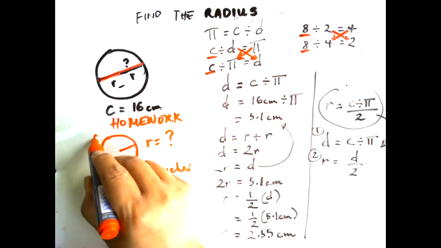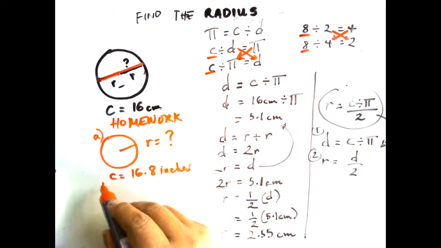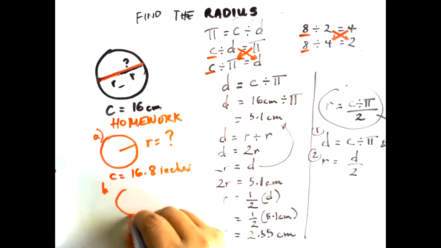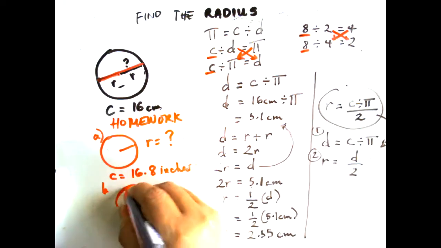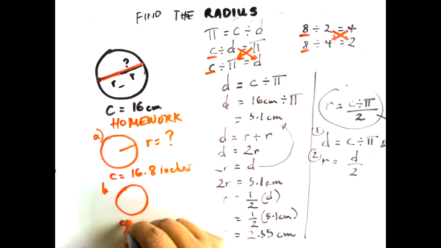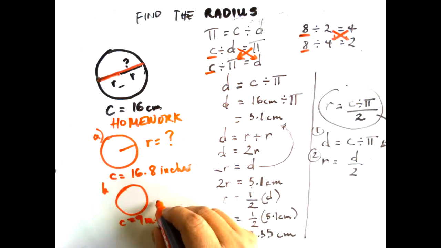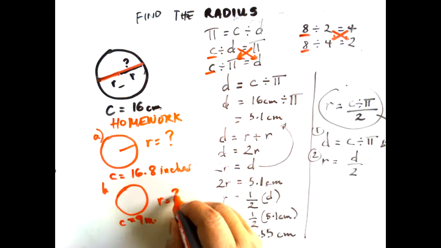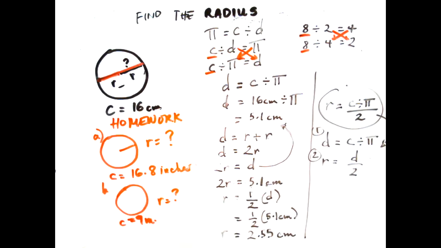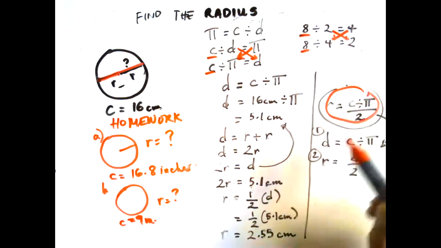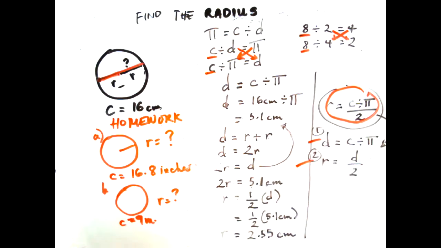That's homework A. The second one is, if you have a circle with a circumference of 9 meters, find the radius. So you could either use the formula here or just do my two-step methodology. They're all the same. They should lead you to your answers.